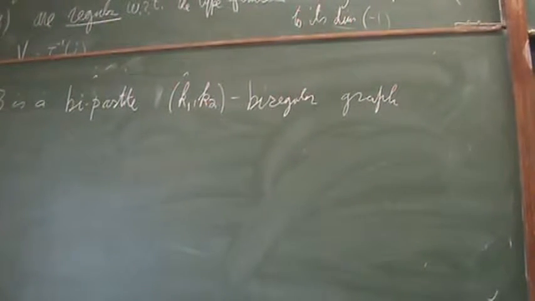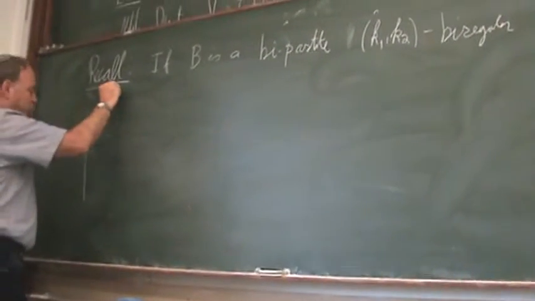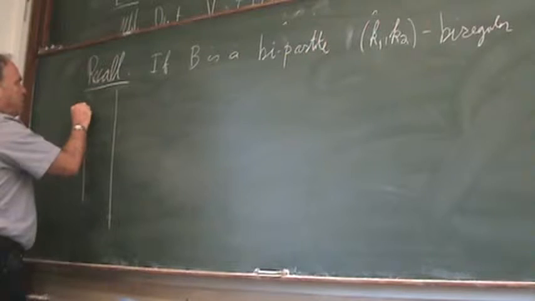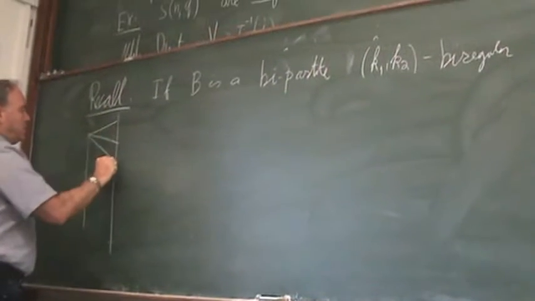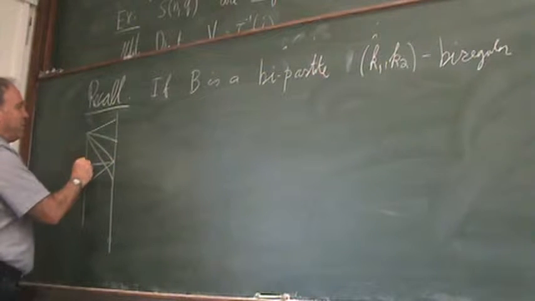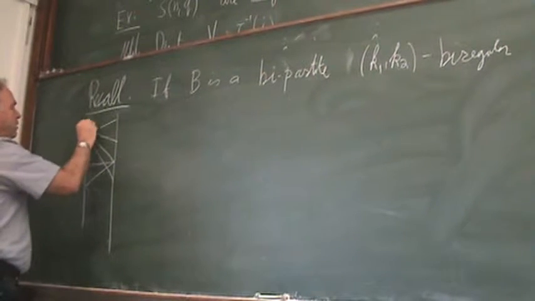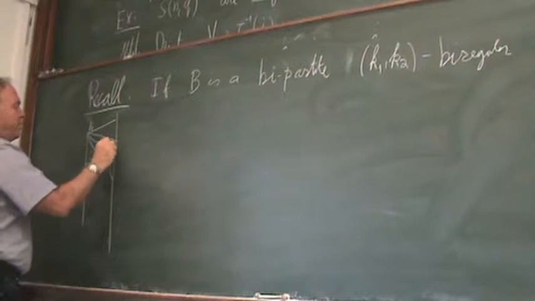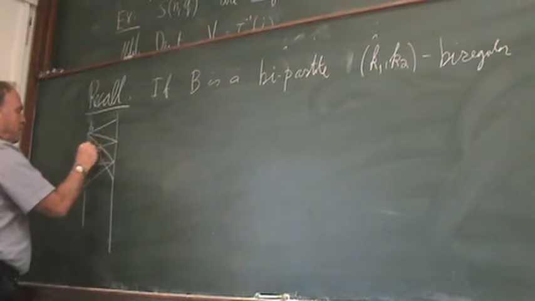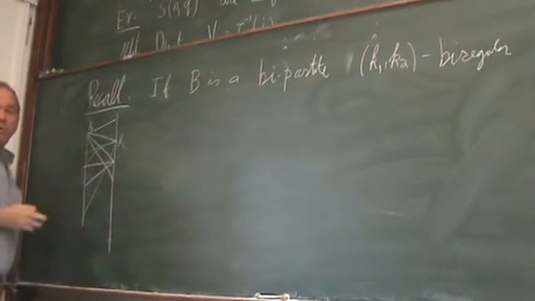Okay. Then what does it mean? I have two sides. I have here degree 4, say, and here I have degree 3. So here I have degrees K1, and here K2. Now this is a simplicial complex.